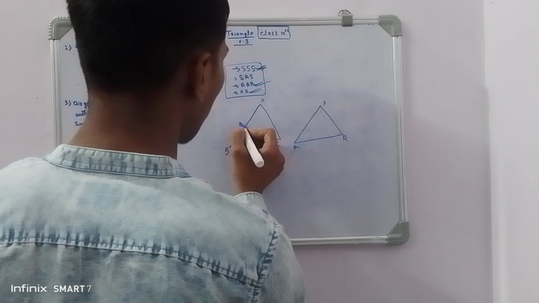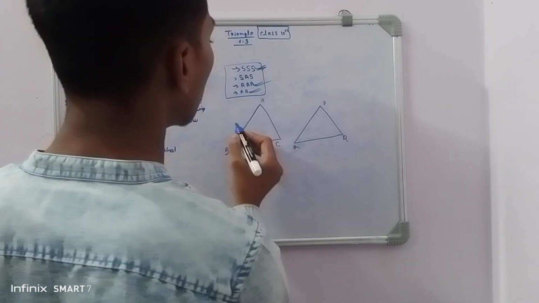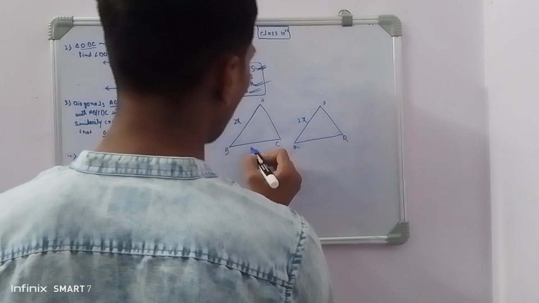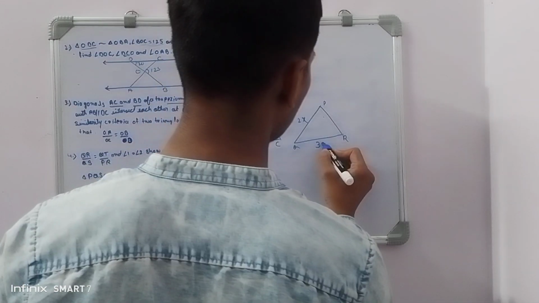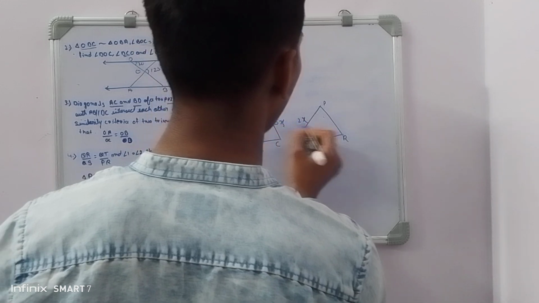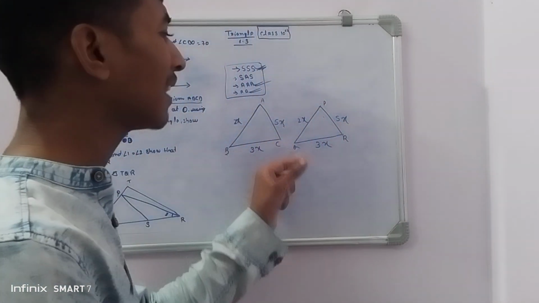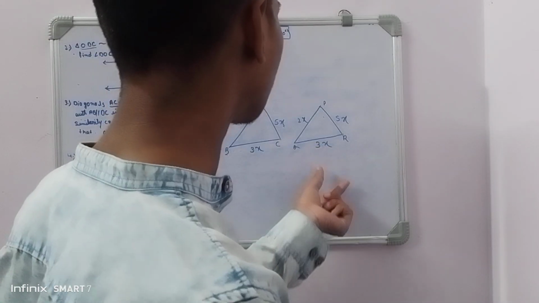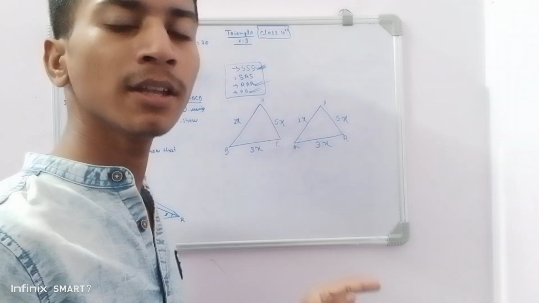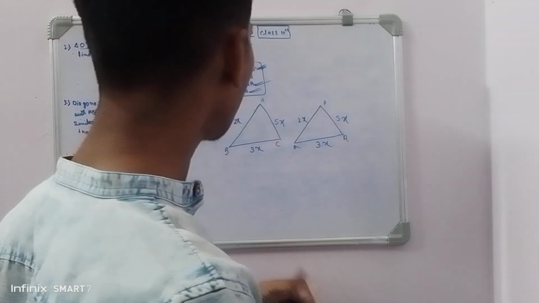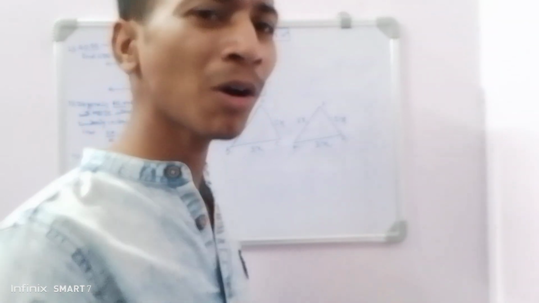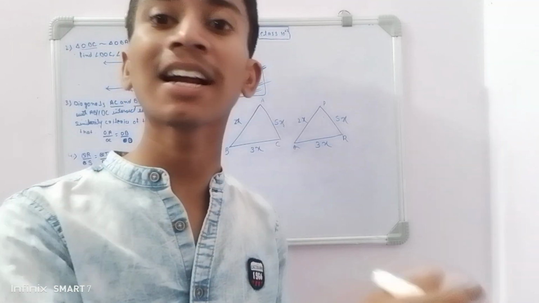Let's suppose we have the sides: this one is 2x, and this side is also 2x, and this side is 3x, and this side is also 3x, and this is 4x, and this is 4x. So why am I writing the x with these sides? If you are learning the concept of similarity, then you have to see that similarity talks about the ratios, not exact size.